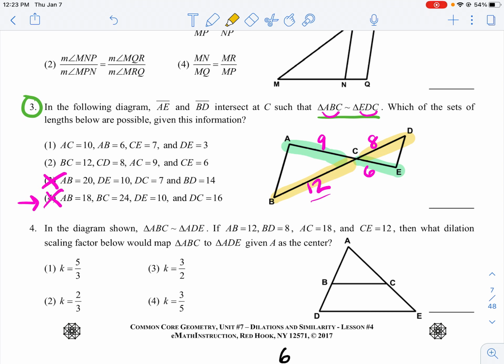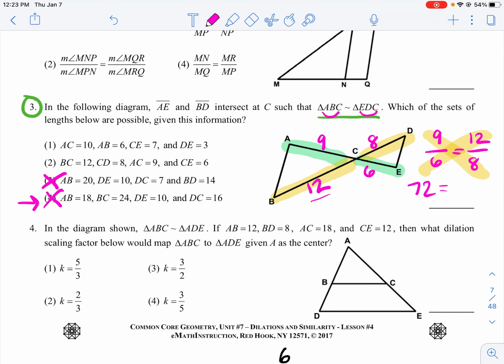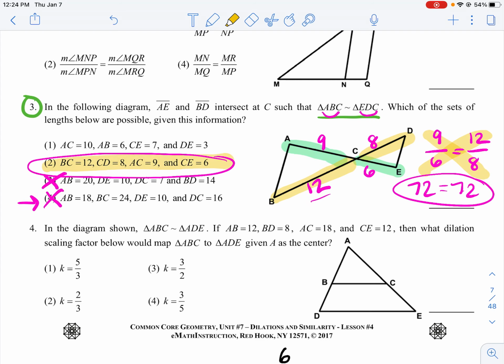So now we can set up a proportion, just making sure, guys, that we're taking our time and we're comparing big to little. So 9 to 6, big to little, and 12 to 8. And then we can cross multiply, right? So 9 times 8 is 72. And then 6 times 7 is also 72. So that's the answer. Okay? And we don't even need to try the other one because we know that it's not going to work.